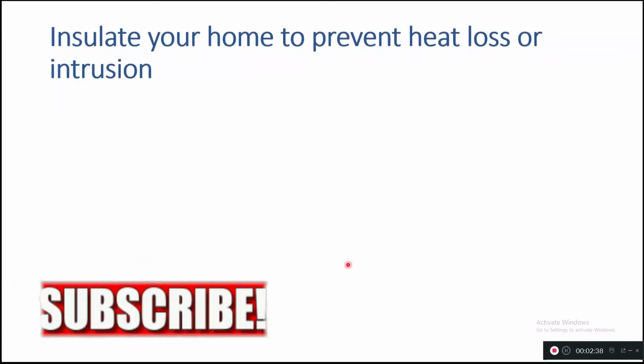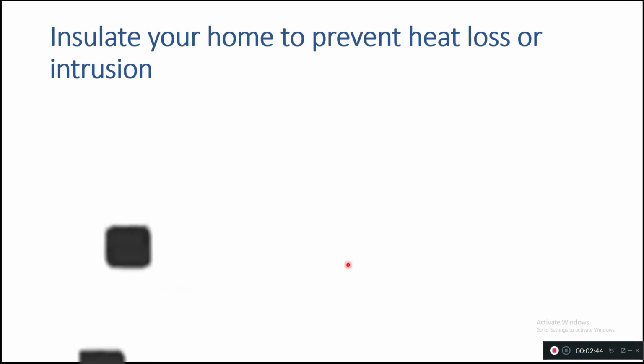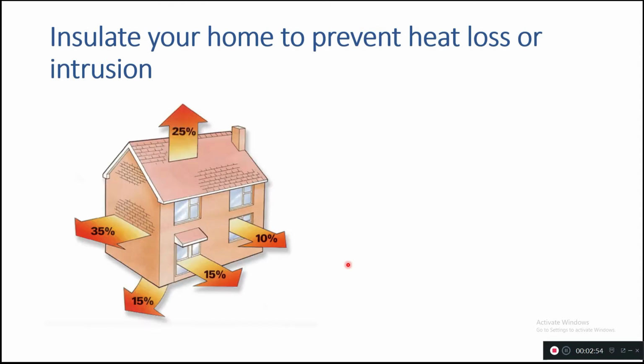The next important point is to insulate your home to prevent heat loss or intrusion. The maximum consumption in our home is because of the air conditioning unit or the room heater. As you can see in this image, the heat escapes through the windows, the flooring, the roof and the door gaps. We need to avoid this heat exchange so that the air conditioning or the room heater will consume less electricity to maintain the temperature.